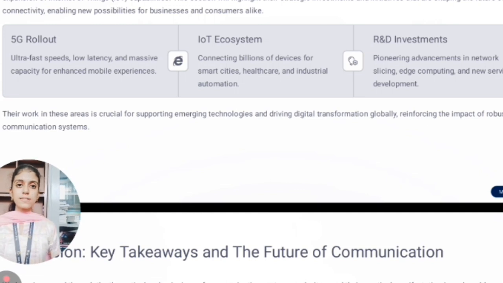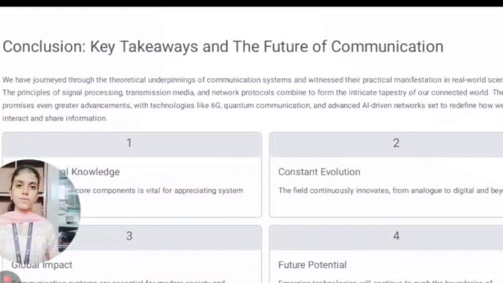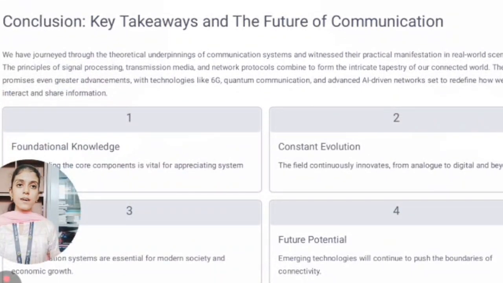Their work in these areas is crucial for supporting emerging technologies and driving digital transformation globally, reinforcing the impact of robust communication systems. And coming to the conclusion, key takeaways and the future of communication. We have journeyed through the theoretical underpinnings of communication systems and witnessed their practical manifestation in real world scenarios.